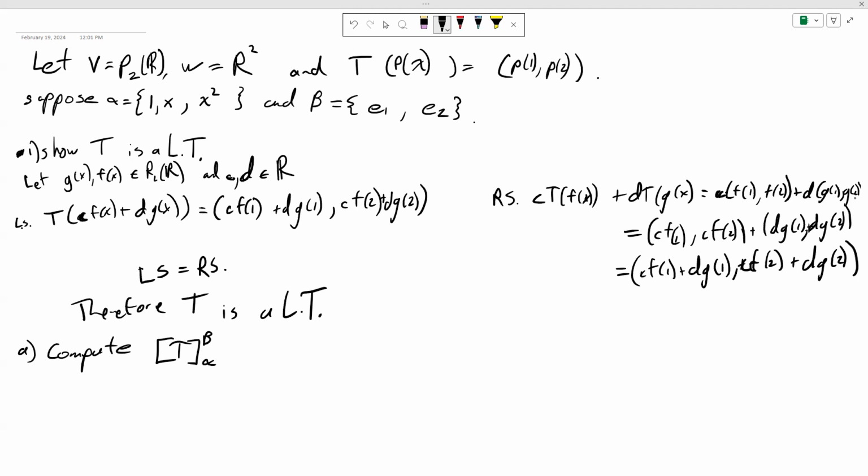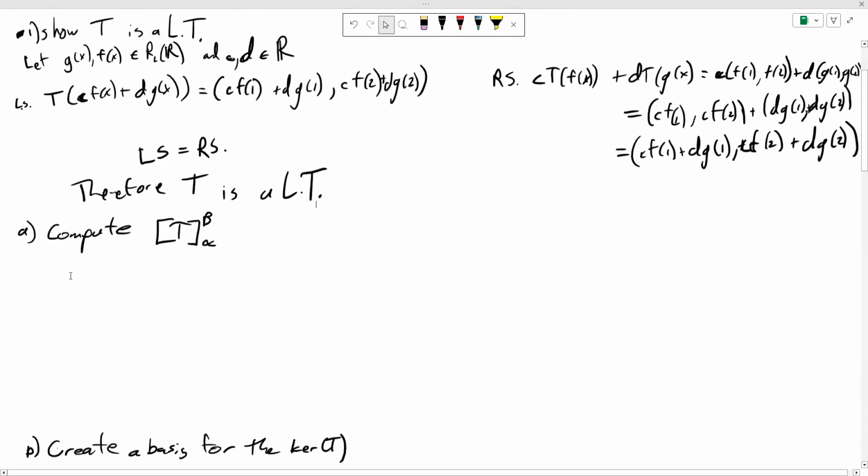And in this process, going backwards might be challenging. Taking T and going in the reverse direction for our linear transformation might be challenging, but going in the forward direction, it's fine. And we can just manipulate and rearrange, and we get our results.